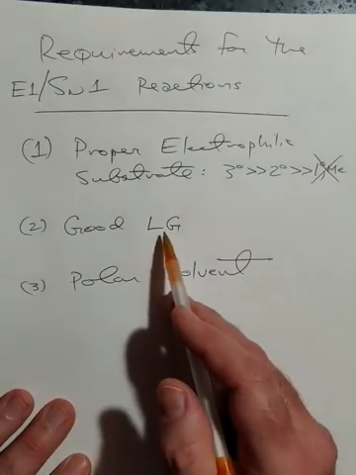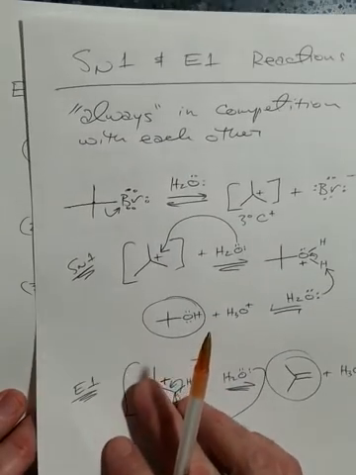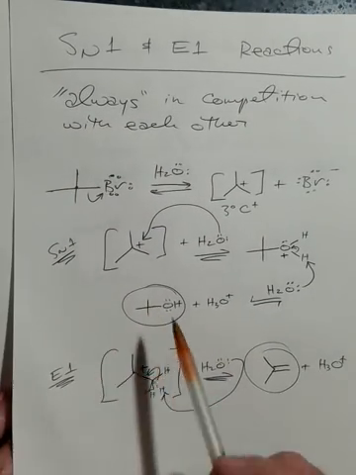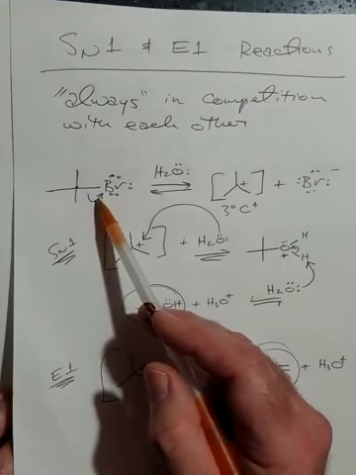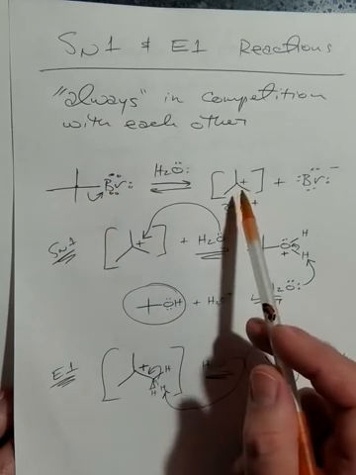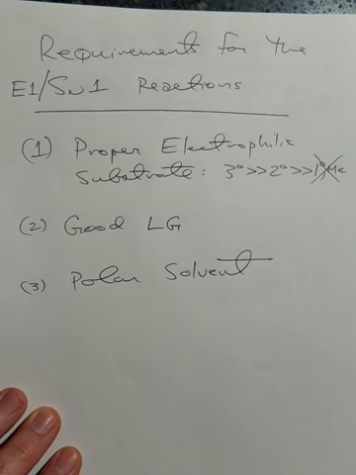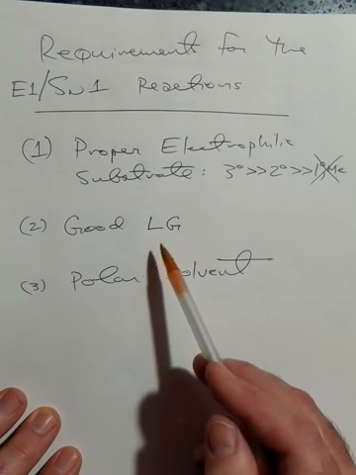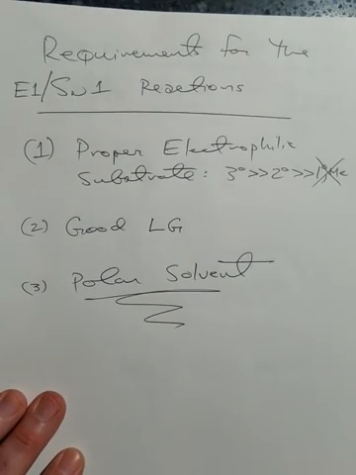We also need a good leaving group. This is especially important for an SN1. It was already important for an SN2 reaction, but really important here because the first step, the slow step, involves spontaneous ionization of this leaving group. If this is not a good leaving group, you've got no chance to make this carbocation. So we've got to have a good electrophilic substrate, a good leaving group, and finally we've got to have a polar solvent. That's really key.